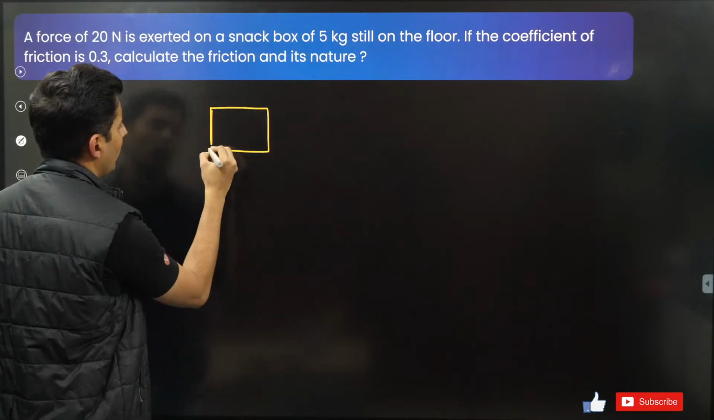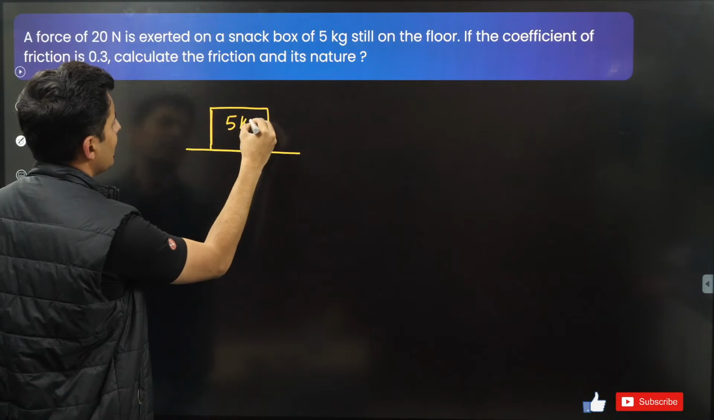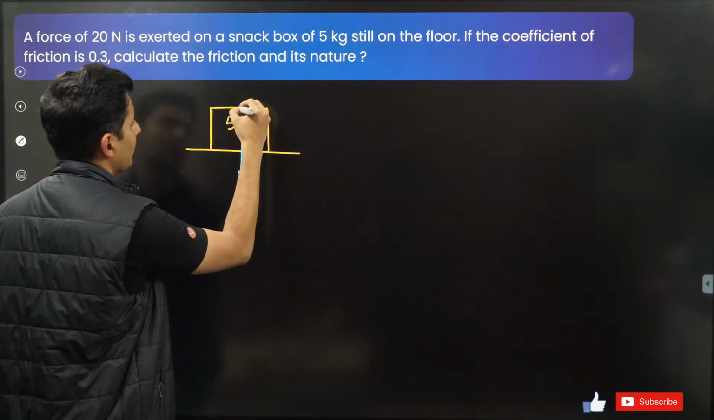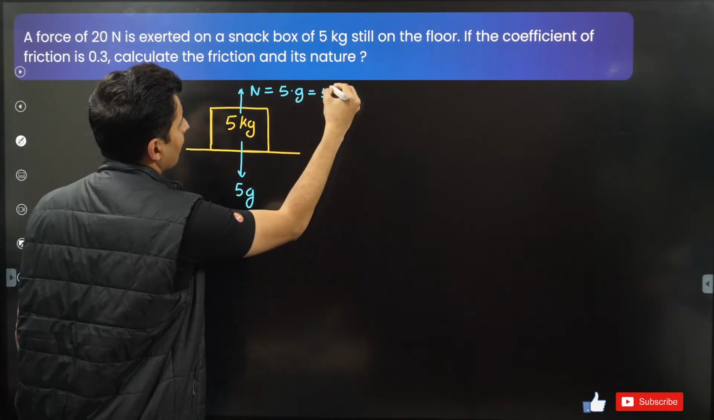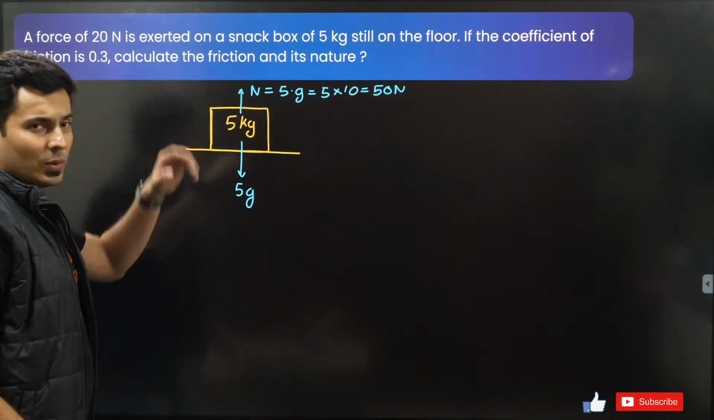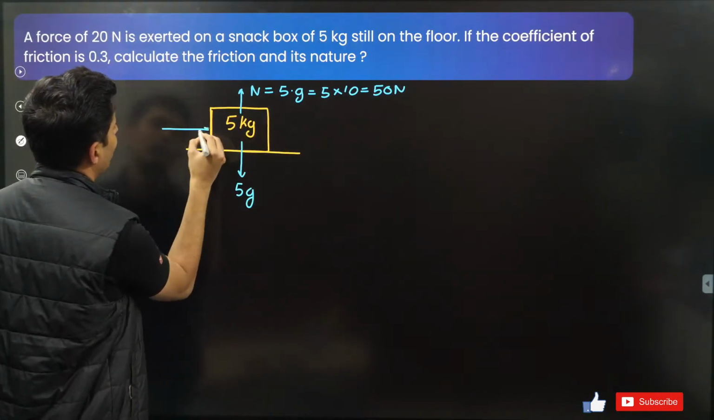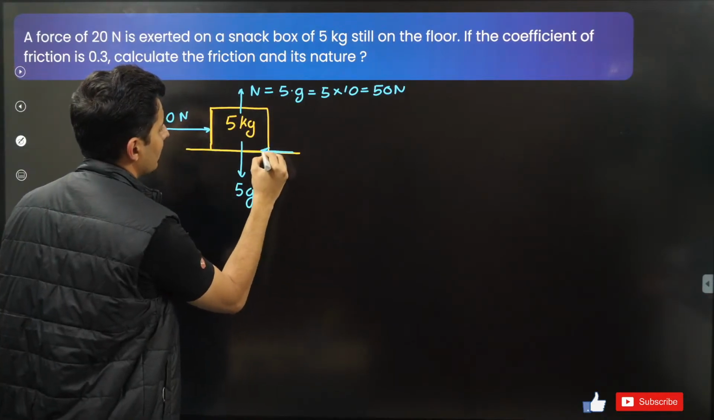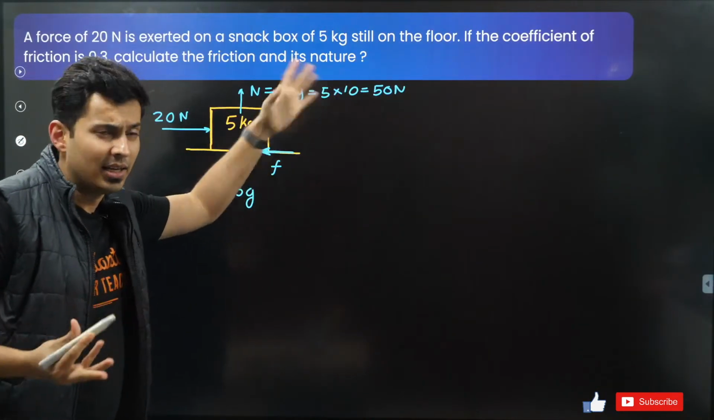So we have a block or a box on a surface, and it is 5 kg. If I show the forces acting on it, there will be 5g force downward, and a normal force on the top, which will be 5 into g, which is 5 into 10, which is 50 newtons. So 50 Newton is the normal force. You are applying a force of 20 Newton over here, so obviously friction will oppose it this way. The question is, what is the friction and its nature, meaning static, kinetic, etc.